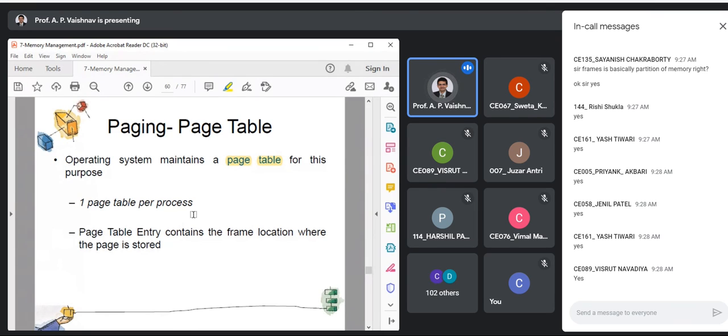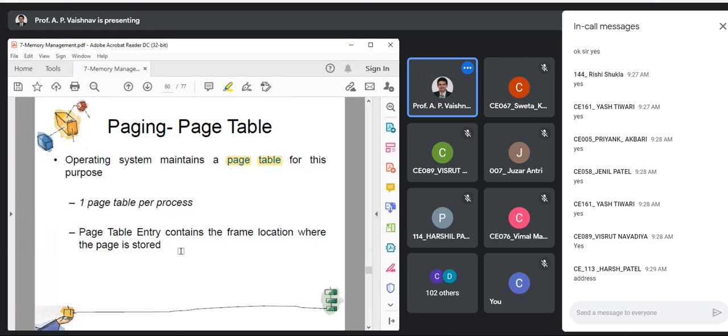Now what does the page table contain? Ideally, what should the page table contain? Yes, it should contain where your pages are loaded, isn't it? And where do you load the pages? In frames, isn't it? So what do we need to maintain inside the page table? The index numbers of frames, or you can say frame numbers. Got the concept? I'll show you the example also, to make it clear.